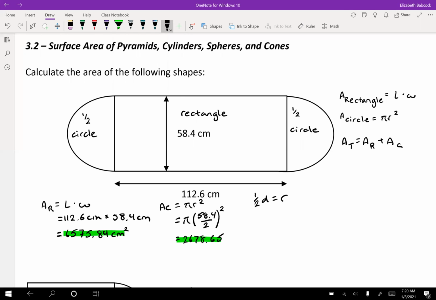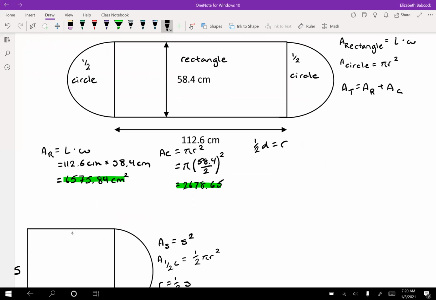So we get a total area of 6,575.84 plus 2,678.65. That gives you 9254.49 centimeters squared. Notice how many decimal places I took while I was doing this. I only took 2 with each number. Anytime you're dealing with multiplying something by pi, you're going to get a decimal that goes on forever. So the good way to do it is just to take 2.